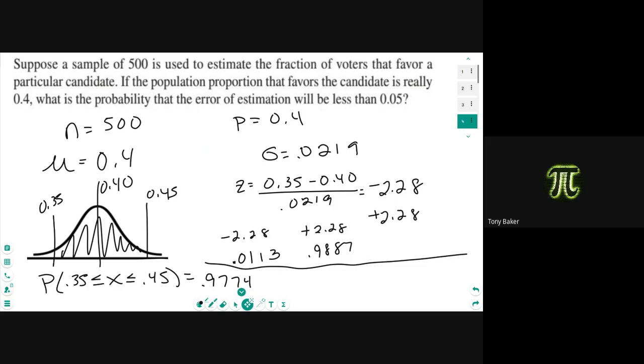Would that be an acceptable margin of error for your poll? Like if I said plus or minus 5% and I'm almost 98% sure that that's correct. There is a reason they use 3%, and we'll figure that out later.